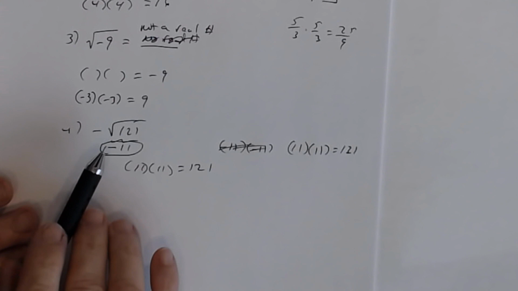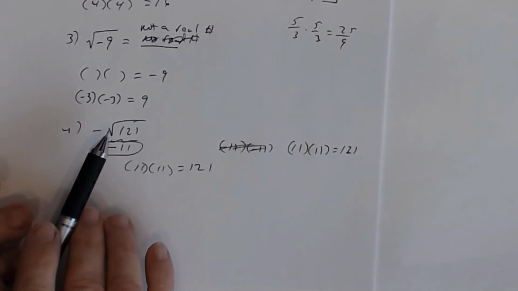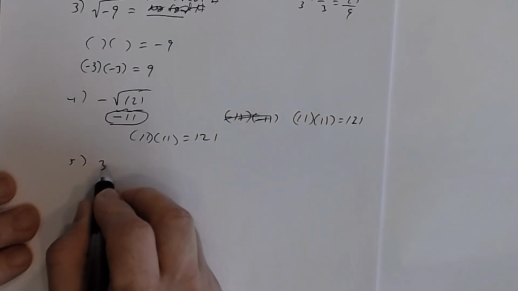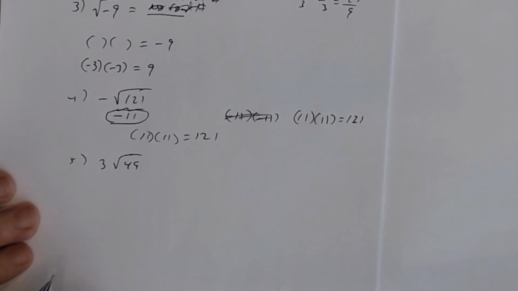Okay, let's do one more and then we're going to talk about another idea. So let's say we had this 3 square root of 49.